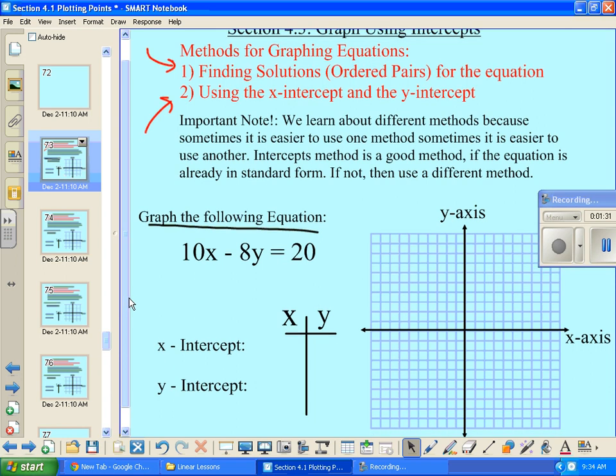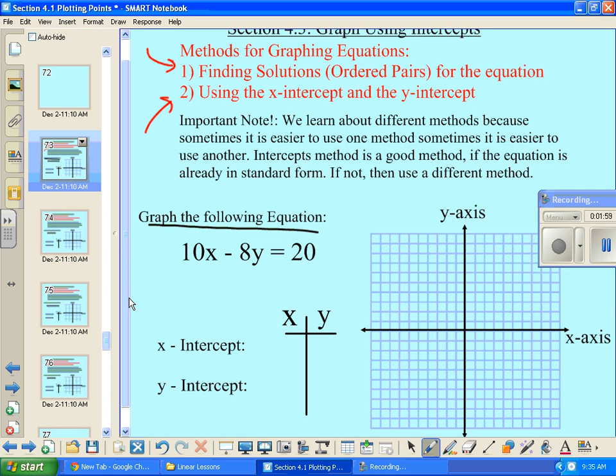Looking at this particular problem, the biggest indicator for which method to use is the setup of the equation and what form it's in. I see that x and y are both on the same side of this equation, and then I have some constant on the other side of the equal sign. So in this case, I think method number 2, the one we learned in the previous lesson, is going to be the easier method to use. So I should plug in 0 for x, 0 for y, and find my two intercepts.